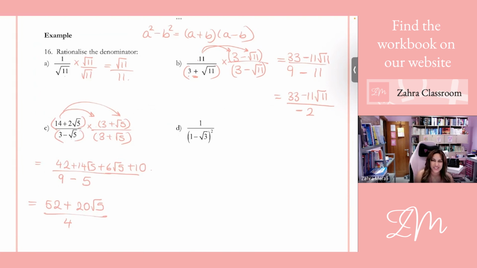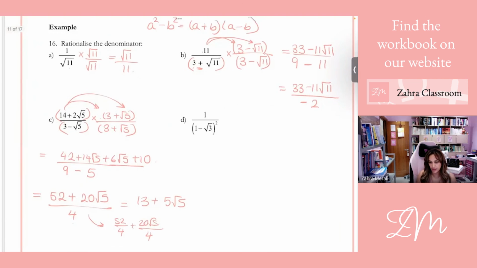And then you're going to say to yourself, can I divide everything by the same number? So 52 goes into 4 13 times, and 20 goes into 4 5 times. So 13 plus 5 root 5. I mean, if you want to see that, that's essentially splitting it like that, using that bit that we did right at the beginning.